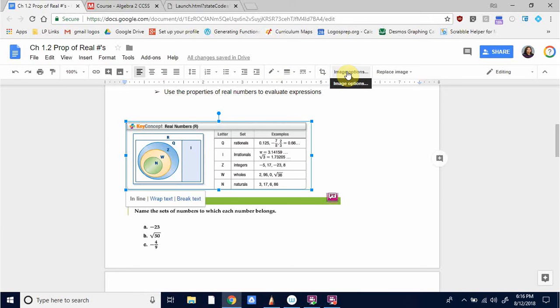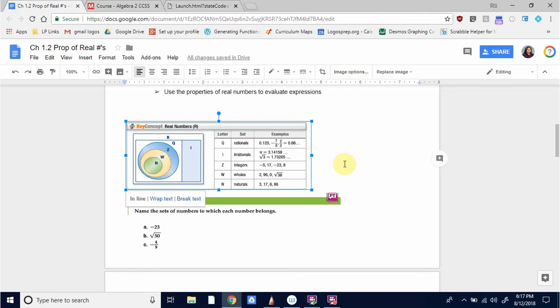Now let's look at -4/9. Is it a natural number? Nope. Is it a whole number? No. Is it an integer? No. It's negative, but it is not an integer, because we said integers are simply whole numbers and their opposites. And 4/9 by itself is not a whole number. So is it a rational? Yes, because it's a quotient of two integers. So it's a rational and a real number.